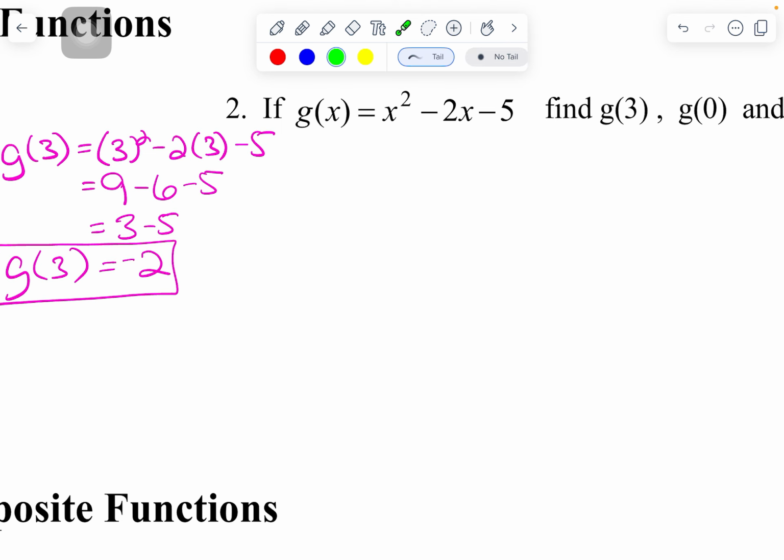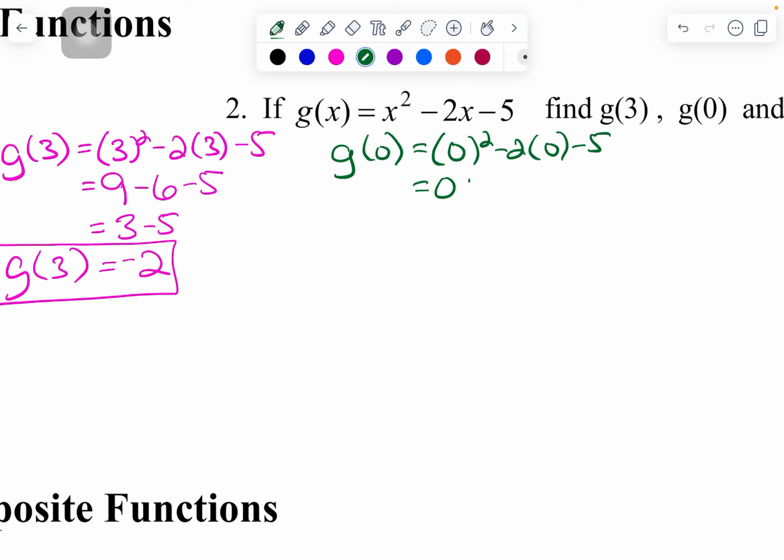The next one I want to do is find g of 0. So g of 0, everywhere I have an x, x and x, I'm going to replace those with zeros. So 0 squared minus 2 times 0 minus 5. So we've got 0 plus 0, whoops, minus 5. And that's going to be negative 5 there. So g of 0 is equal to negative 5.